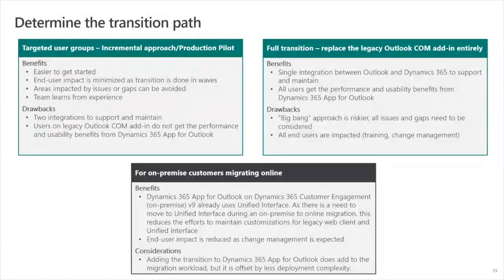And then there is also the case for on-premise customers who are migrating online. For those customers, they will also have to leave the COM add-in behind and adopt the app for Outlook. The benefit is that because the app for Outlook also uses the unified interface, it will also be a good reason to move to the unified interface in one go. So for the web experience, but also for the app for Outlook experience. And the end user impact is reduced as change management is expected anyway with these types of migration, especially by migrating also to the unified interface.